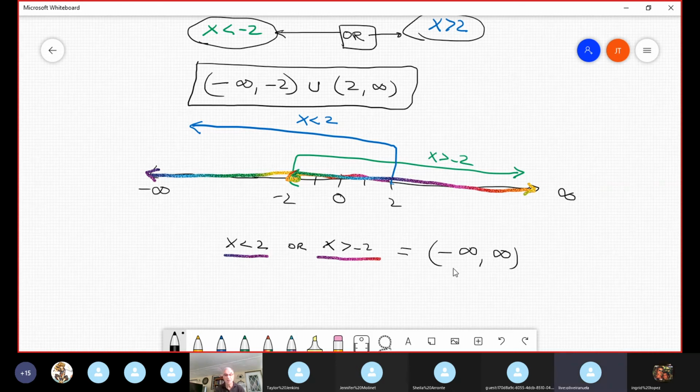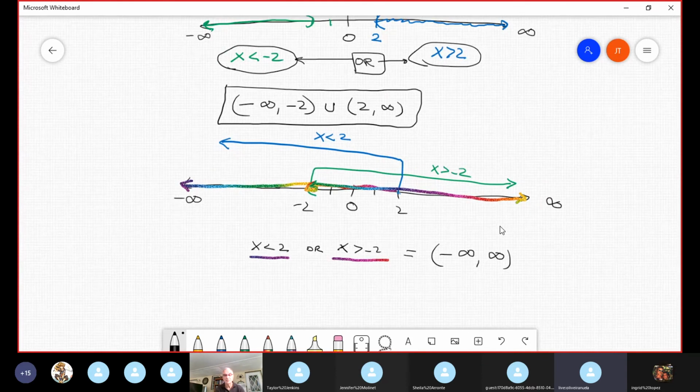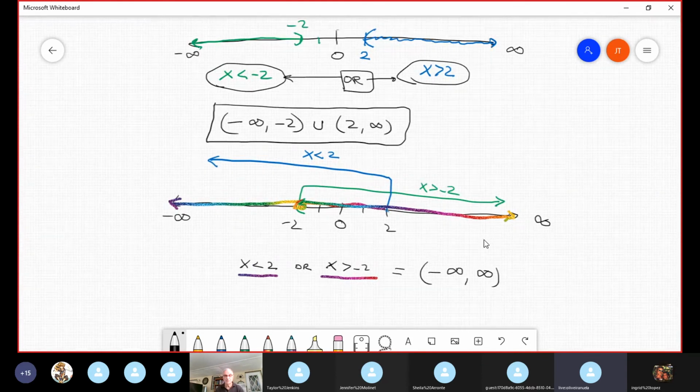Professor, can I ask a question? Go ahead. Yes, Professor. If the first interval is from negative infinity to 2, and the second one is from negative 2 to infinity, that is why it is negative infinity and infinity, because it starts at negative infinity and finishes at infinity. Am I right?